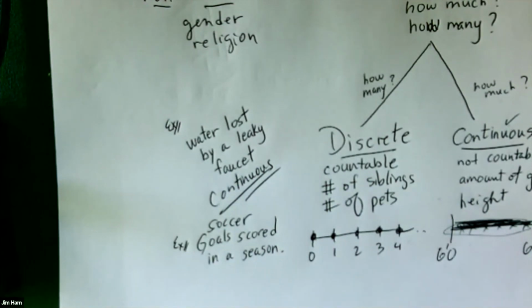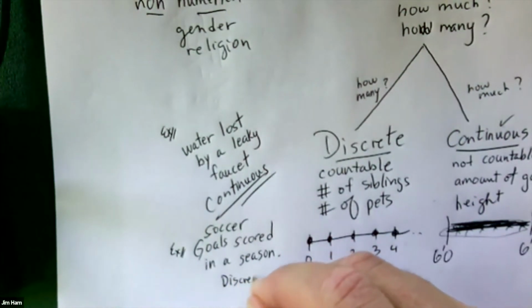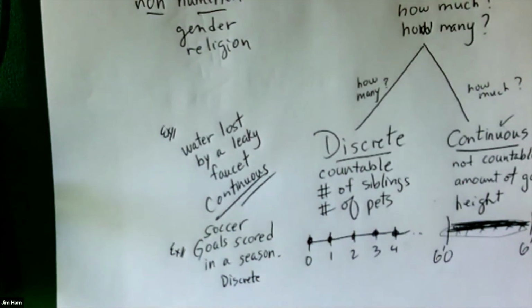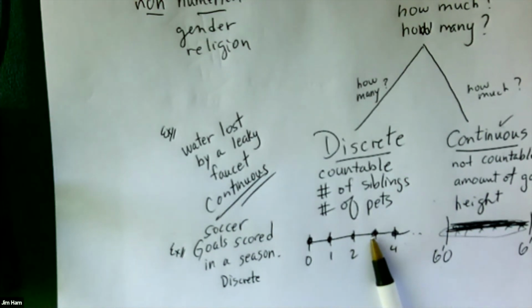I know somebody scored 7 goals in a season. So it's numerical. Is it numerical discrete or numerical continuous? Yes, this one is discrete because the fewest number of goals that someone could score in a season would be 0, but they could also score 1, and they could also score 2, and they could also score 3. We could actually count the number of goals that someone scored in a season.